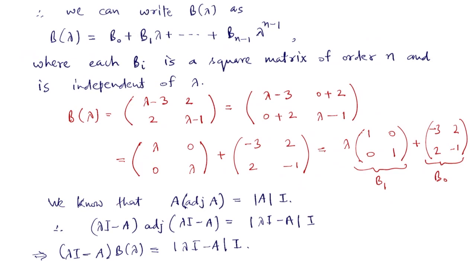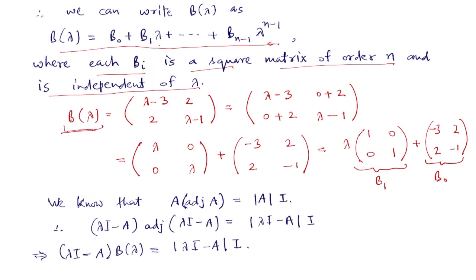Now we can write B(lambda) this way: B naught plus B1 lambda plus and so on, B(n minus 1) lambda raised to power n minus 1, where each Bi is a square matrix of order n and it is also independent of lambda. Again, we can see this with this example.